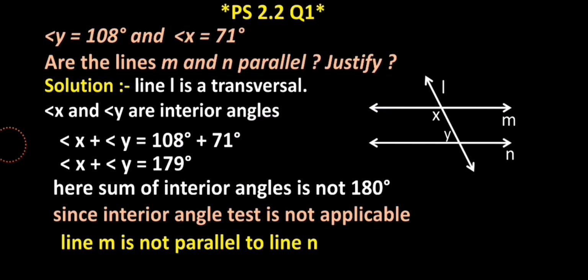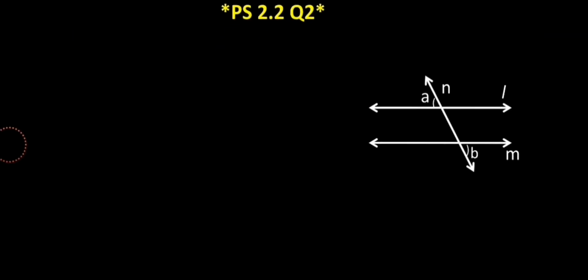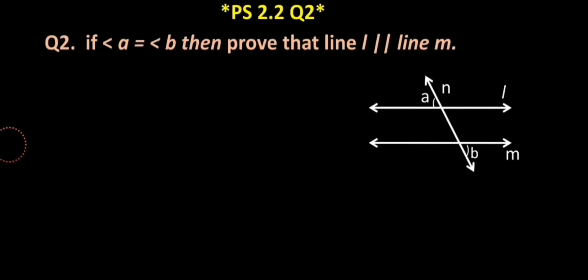So let's solve question number 2 now. The question is on your screen, right? The question says angle A and B are given equal to each other, and then line L and M I need to prove parallel.